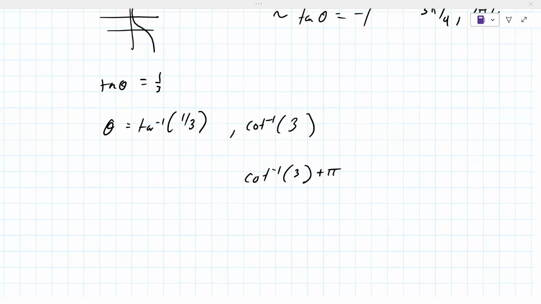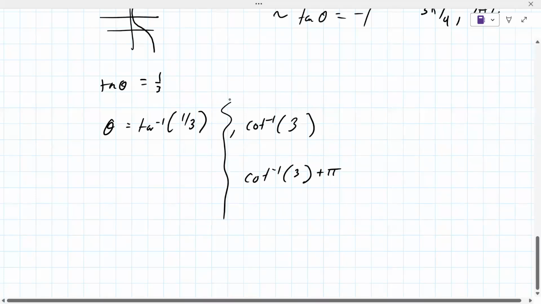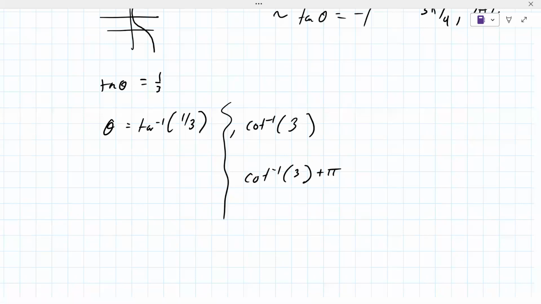Any thoughts on that? That makes sense. Okay. And then we did the same thing for tan theta equals -1. Well, you pick one or the other. You can either do the answer in terms of tangent, which is more common. Most calculators don't have a cotangent inverse, and if they did, they're just calling on tangent.